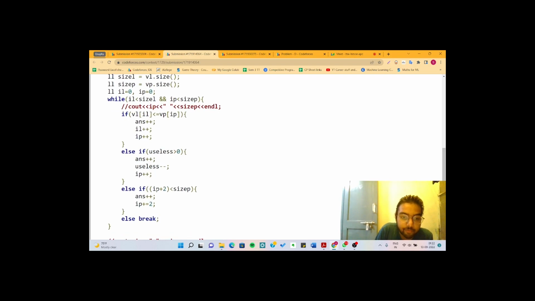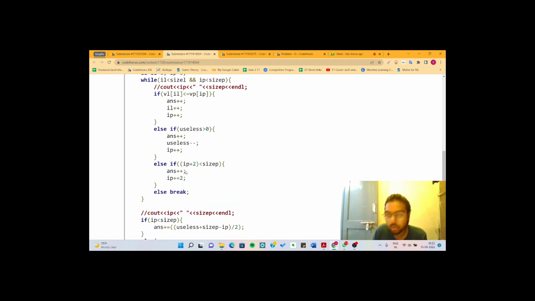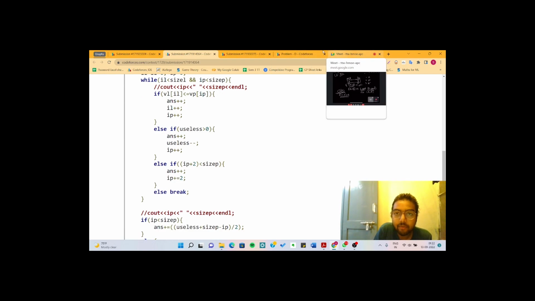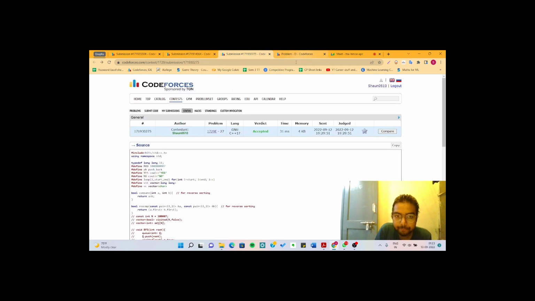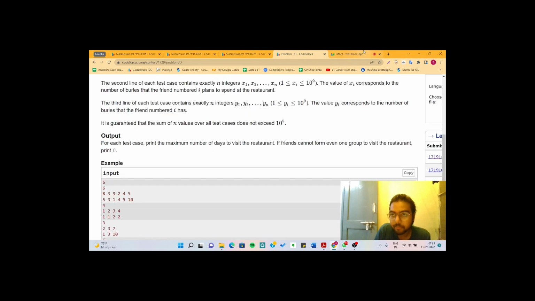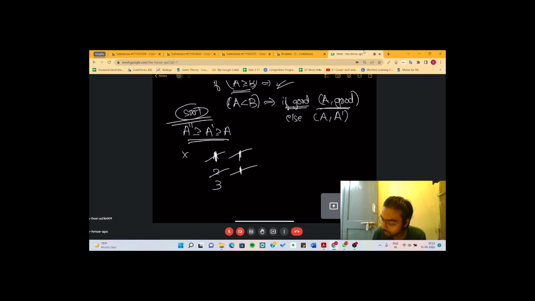Else, you'll check if there is a possibility of having two profit people or not. If you don't have two profit people, then you'll just break from the loop. You need two profit people. Suppose the losses are 1 2 3, and the profits are 1 1. There are no good people. First you pair these two, because this can satisfy him. Then you pair 2 and 1 because 2 can satisfy 1.